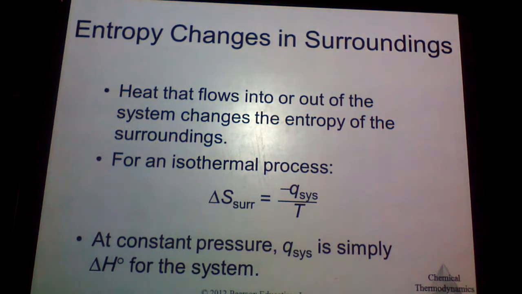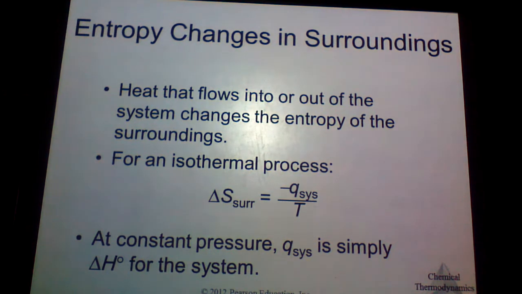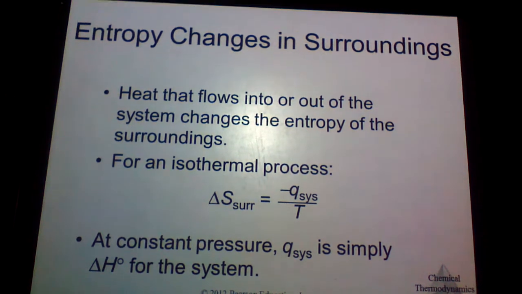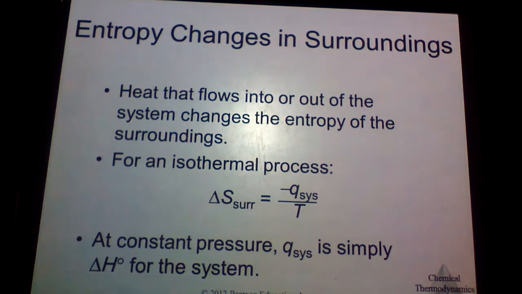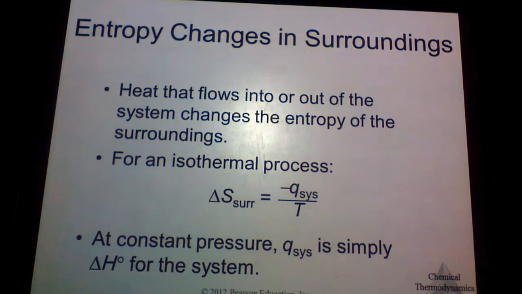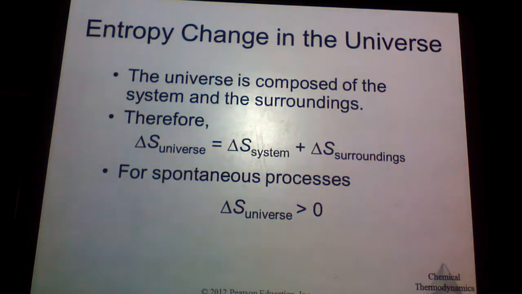Okay. Heat that flows into or out of the system changes the entropy of the surroundings. So we've already talked about this in isothermal process. Remember, we can find the change in entropy by the ratio of the amount of heat in the system over the temperature. It's a constant temperature, remember, because this is an isothermal process. Iso, same, thermal, temperature, so same temperature. Now, the person that was in charge, hopefully we remember, is Clausius. So Clausius, again, is responsible for creating or thinking about this type of ratio.